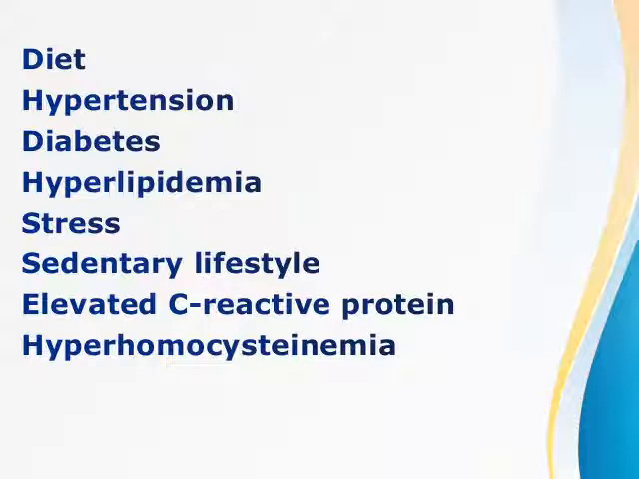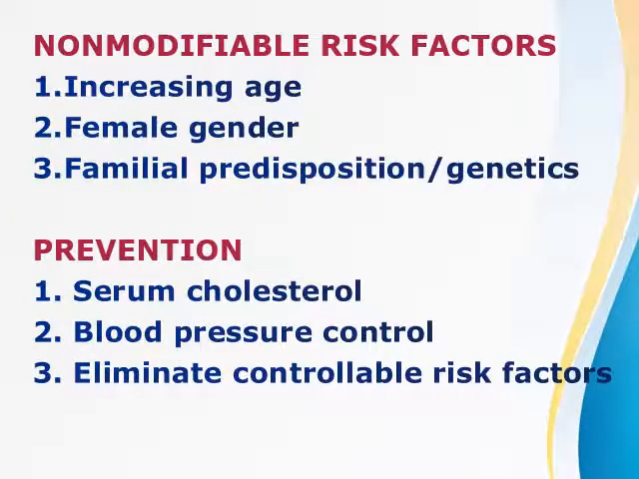We also have the condition hyperhomocystinemia. Here the problem is homocysteine, which is a protein that promotes coagulation by factor 5 and factor 11, while it depresses the protein activation and increases the binding of lipoproteins and fibrin. So the increase of your homocysteine increases the clotting and at the same time increases the deposit of your lipids. So that's why the condition is referred to as hyperhomocystinemia. Then you have the non-modifiable factors: age, female gender, and then familial predisposition or genetics.